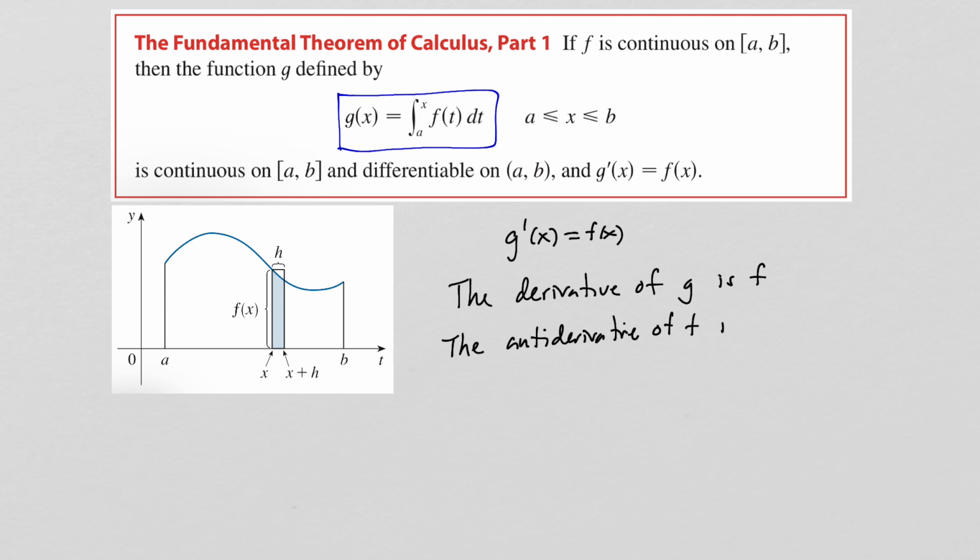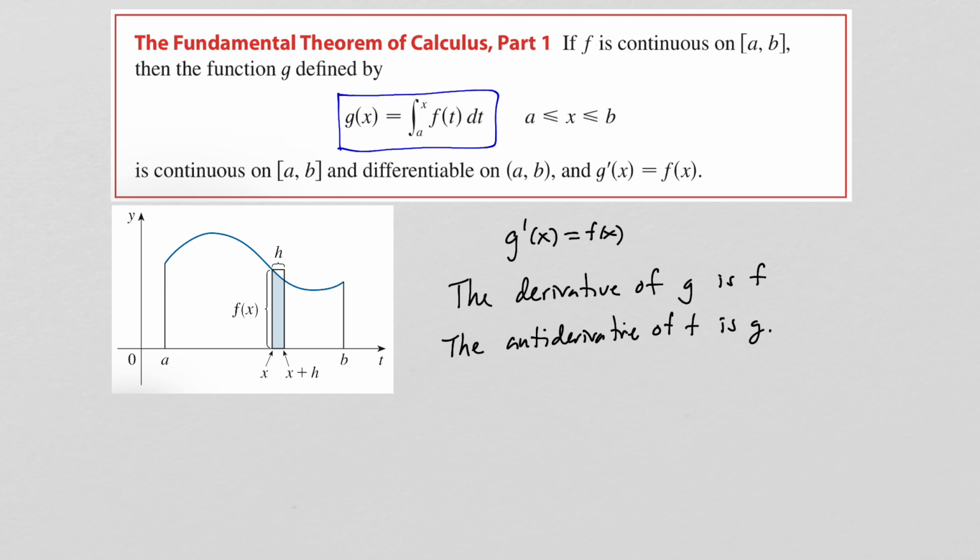But I can also say that by saying the antiderivative of f is g. So this function that we define to be the area under the curve of another function turns out to be the antiderivative of that function. So there's a relationship between these two functions, not simply just that g is the area under f, but it's actually the antiderivative.